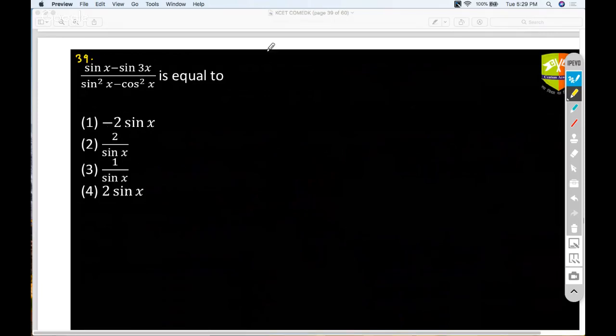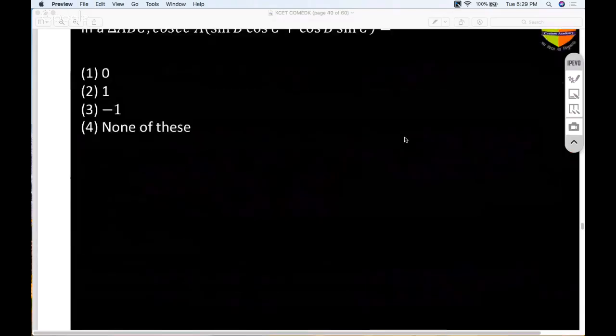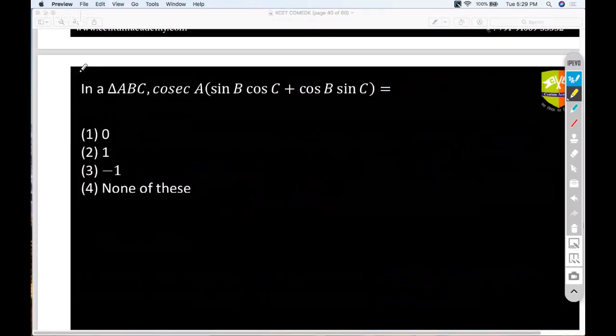Okay, yeah, so here you can actually simplify as well. For example, numerator, you can simplify it as 2 cos 2x into sine x divided by negative cos 2x. So basically it gives you negative 2 sine x. That's option number 1, that's correct. All right, next moving on to question number 40.